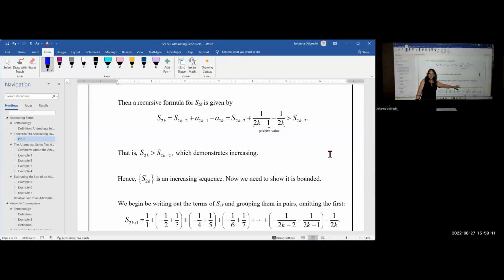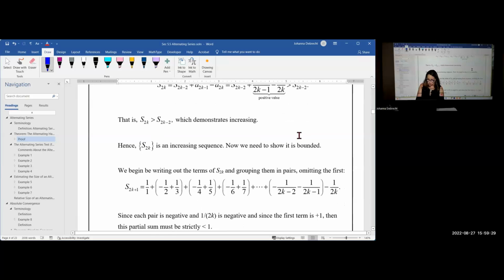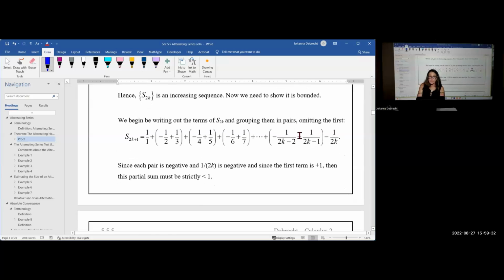I need to show it has an upper bound, that it's got a ceiling that it knocks up against and can't cross. Bounded plus monotonic means that it has to converge. I've got monotonic, it's increasing. I need to show bounded. So we do a similar thing where we group pairs of terms, but this time we take the first term and we don't pair it up. So we leave the 1 over 1 out. And then we have negative a half plus 1/3, negative a fourth plus 1/5, negative 1/6 plus 1/7, and so on.